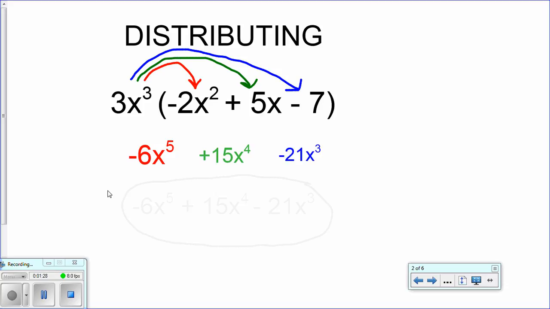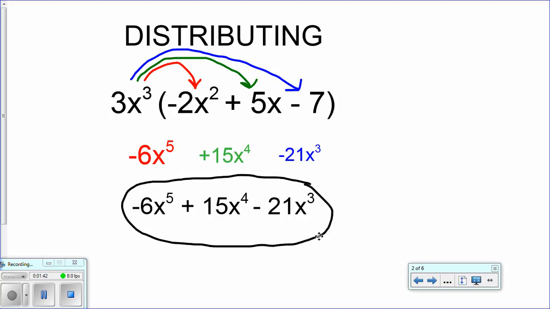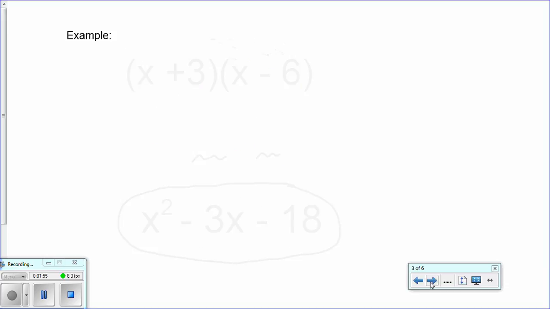Okay? And we talked about making sure it's in standard form. We got 5, 4, and 3, so it is. We just go ahead and put it together. Negative 6x to the fifth plus 15x to the fourth minus 21x to the third. Ta-da. That's all we have to do. That's when we have a monomial on the outside, and that would be the same if we were applying it to a binomial, a trinomial, a polynomial. Doesn't matter. Now let's talk about what happens when we have a binomial being multiplied with a binomial, like this.